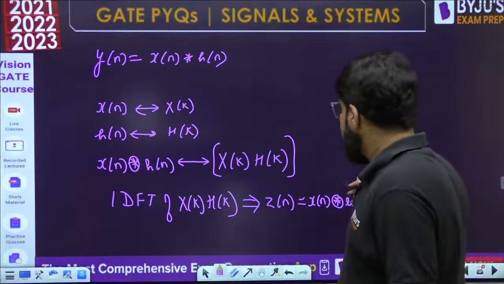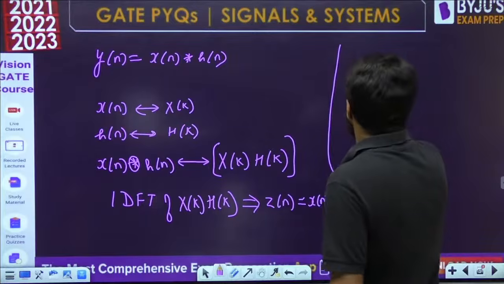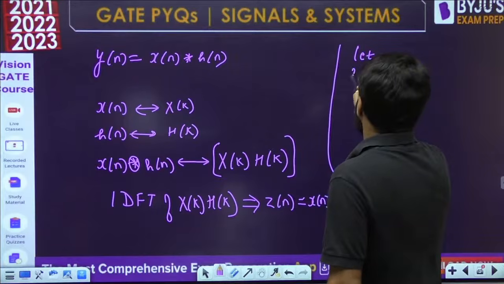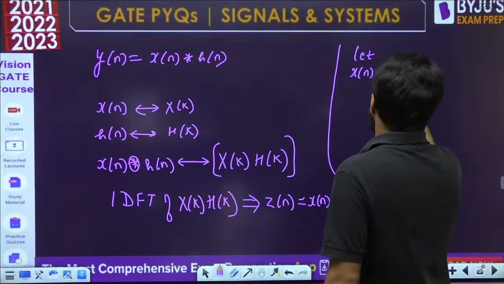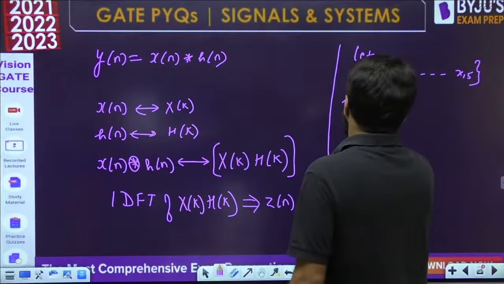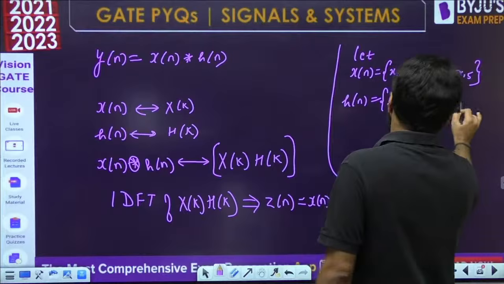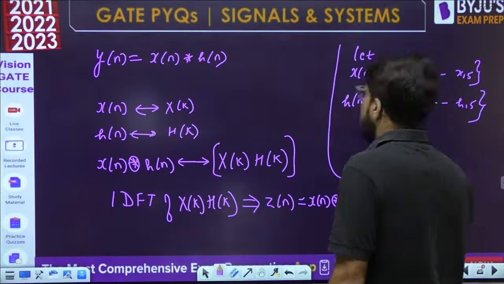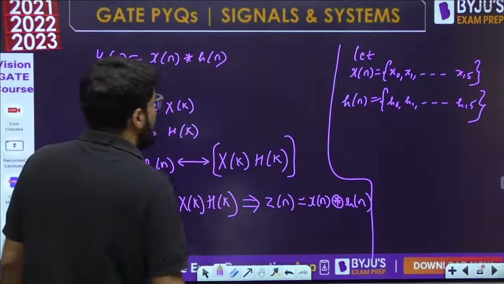Okay, so what is the difference between the circular convolution and the linear convolution? Let x[n] be a 16-point sequence, x0, x1, etc. up to x15, and similarly let h[n] be h0, h1, etc. up to h15. Now, what is y[n] and what is z[n]?